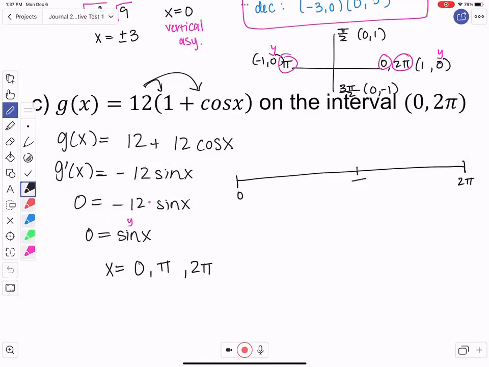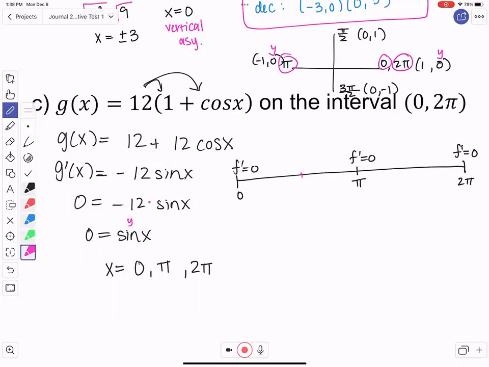And so the pi is going to go on my interval. So I have 0, pi, and 2 pi. Here's the derivative at 0. And I just need to figure out the derivative in between. So let's pick out some numbers. What number on the unit circle would be between 0 and pi?